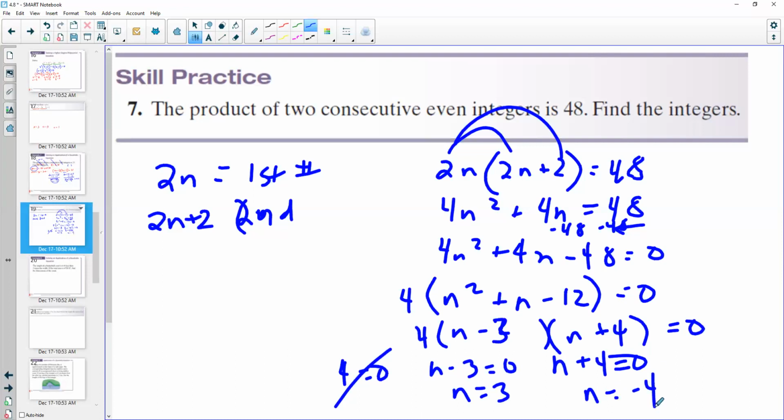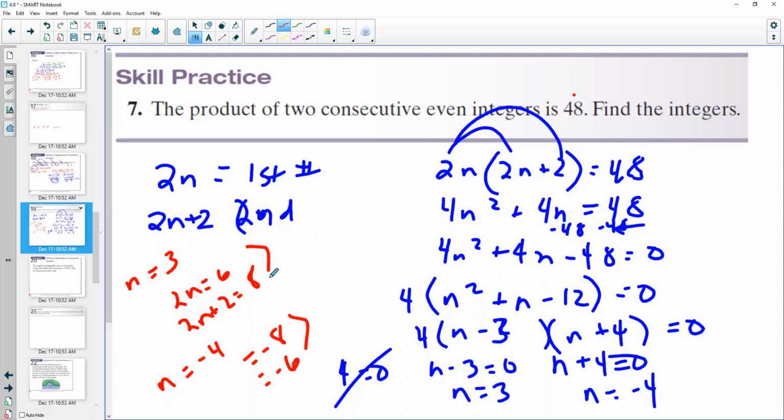It can't be negative 4, consecutive even, or can it? Well, let's look. So if I do 2 times n, and I'd say n was 3. Let's change a color. If n is 3, 2 times n is 6. 2n plus 2 is 8. 6 times 8 is 48, right? If n is negative 4, 2 times n is negative 8. 2 times n plus 2 is negative 6. So either way, both of these will work, okay? Just 2 different answers to the same thing.